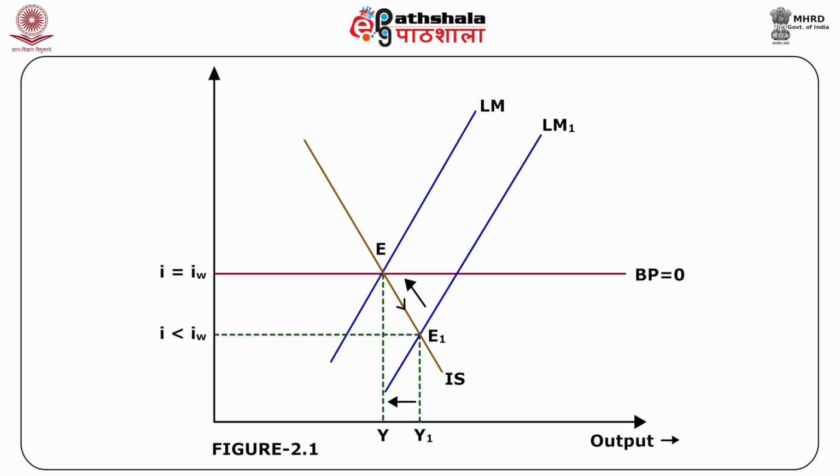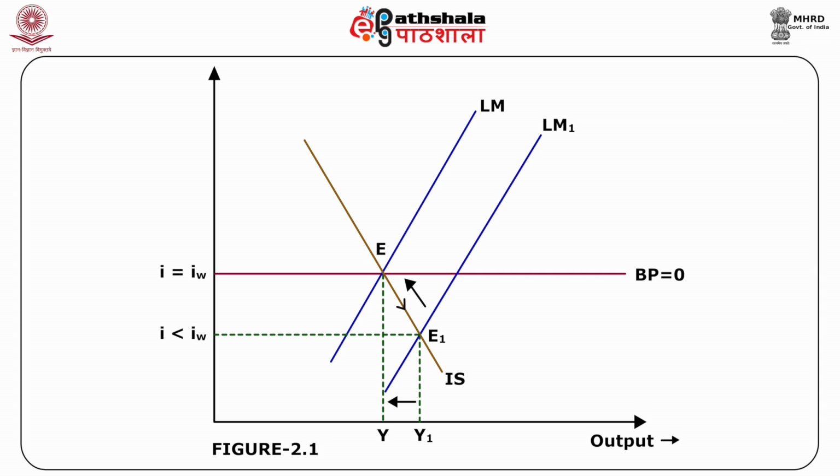Now let us assume we have monetary expansion. This will lead to a rightward shift in LM and the new equilibrium is at E1. At this point, the domestic rate of interest is lower than the world rate, that is i is less than iW. So, this sets off a capital outflow from the economy and will lead to a balance of payment deficit.